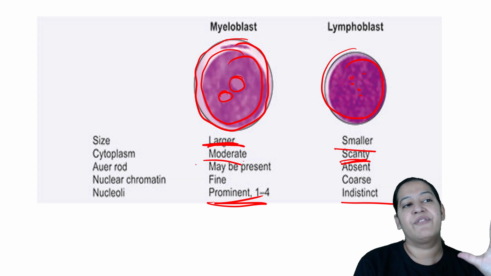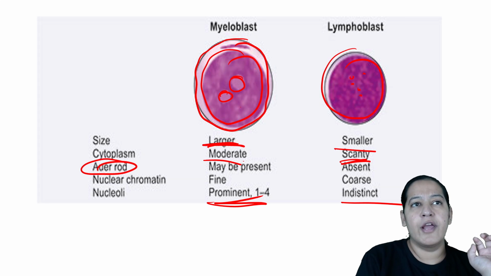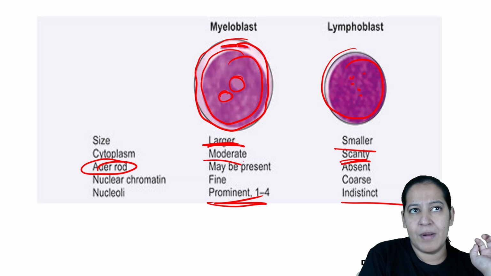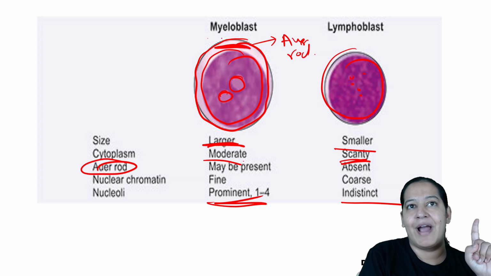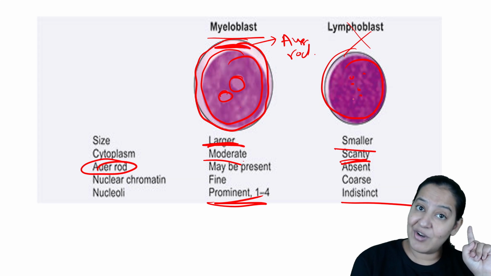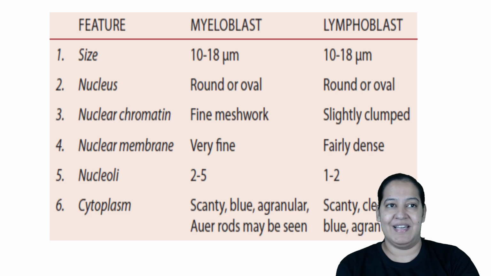Now the biggest difference is the iron rod. Can you see the cytoplasm of the myeloblast? A rod-like structure is present. This is known as an iron rod. Iron rod is a feature of myeloblast, not lymphoblast. So based on this feature, our question was there.